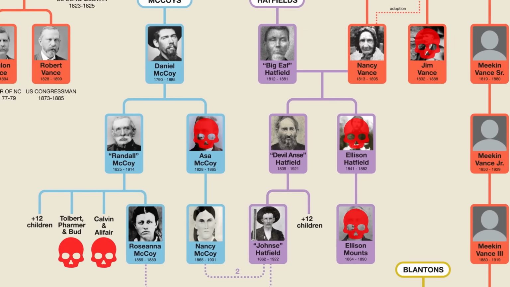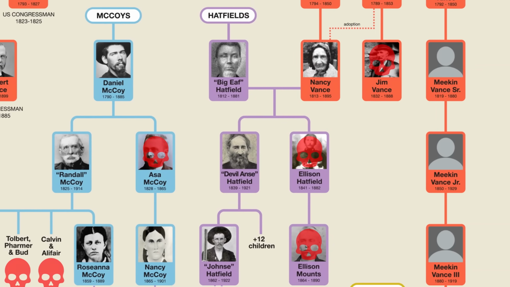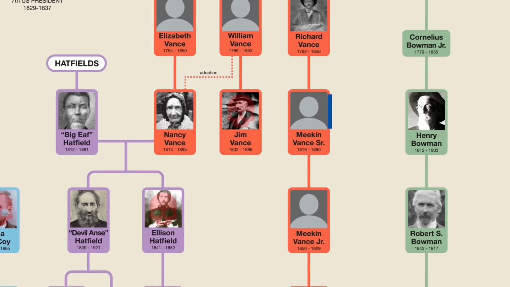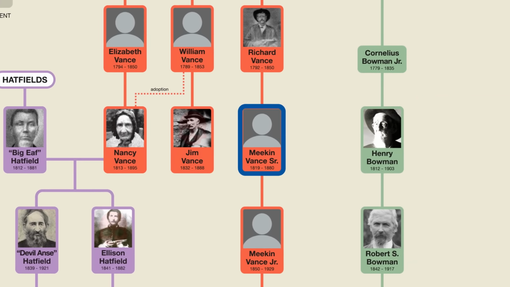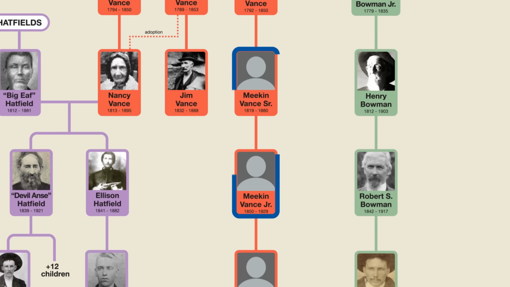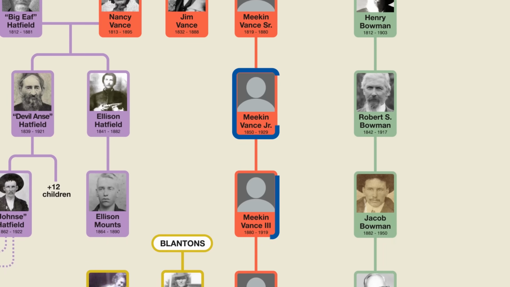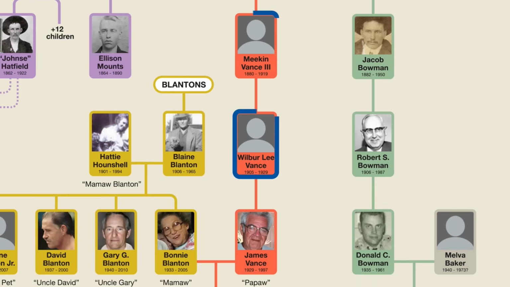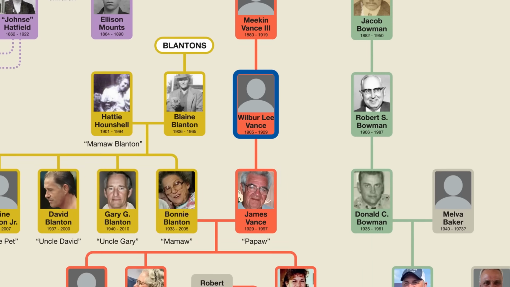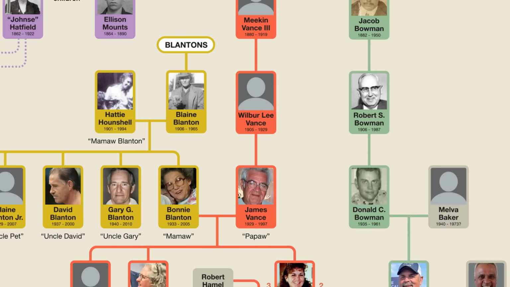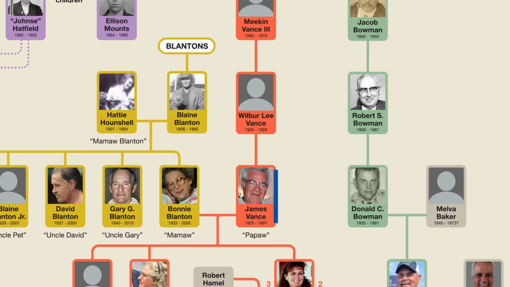Okay, let's now move over from the guy who started the whole Hatfield-McCoy saga, Jim Vance, to his cousin Meakin, who, as far as we know, was not involved. Meakin Sr. had a son named Meakin Jr., who in turn had a son named Meakin III. Meakin III then had a son named Wilbur, who died from pneumonia at the young age of 23. His wife, however, was pregnant at the time, and 6 months later gave birth to their son James.